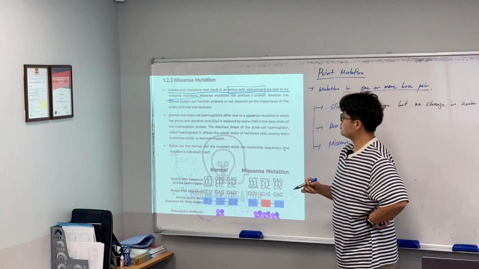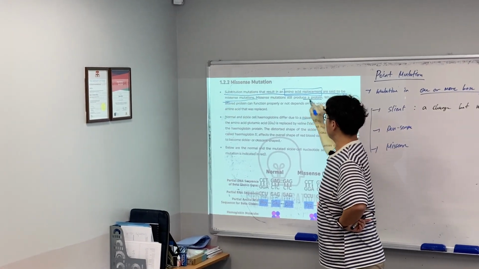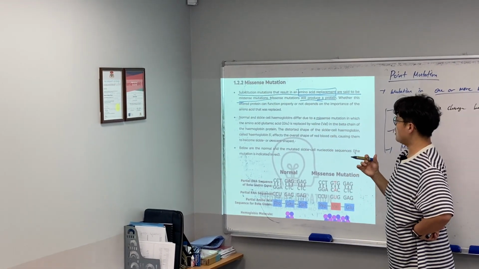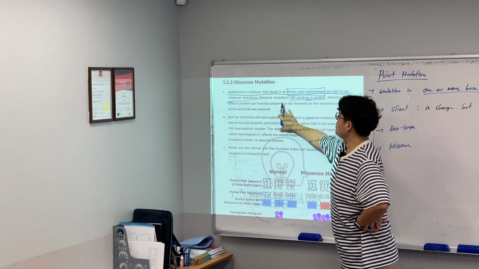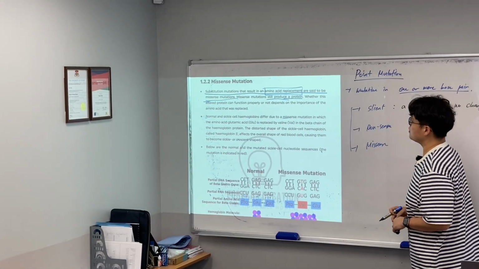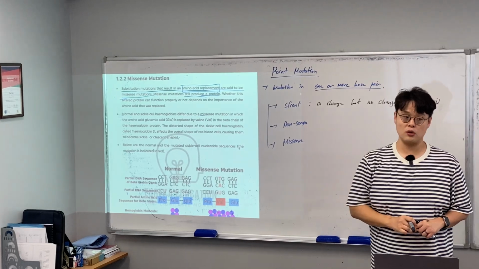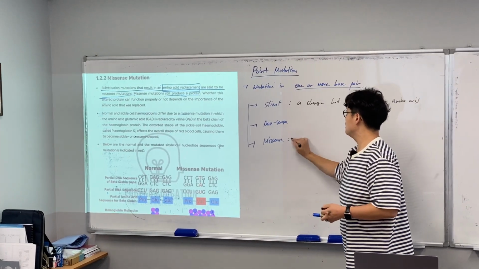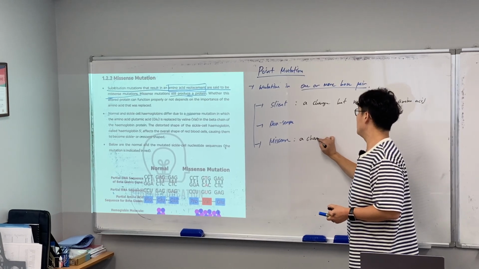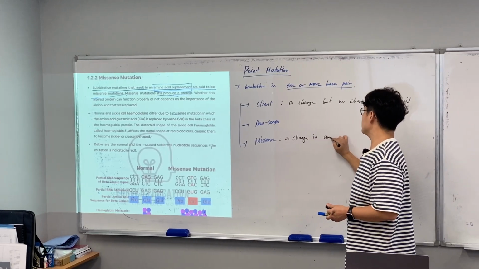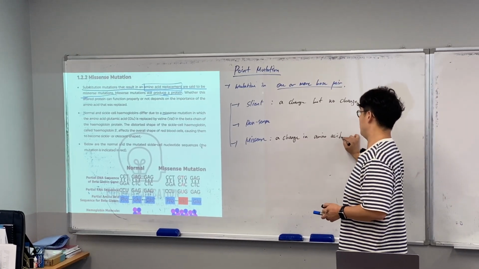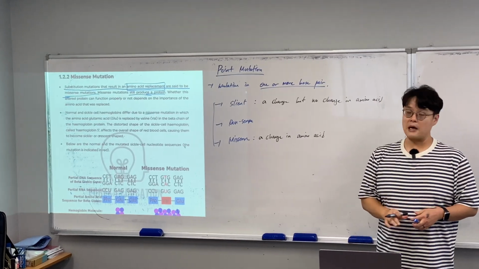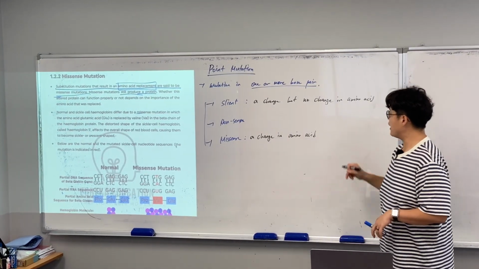Replacement is the key. So this missense mutation still produces the protein, but whether this altered protein can function properly or not depends on the importance of the amino acid that is replaced. The way I can summarize missense is: after we have a mutation, we have a change in amino acid.